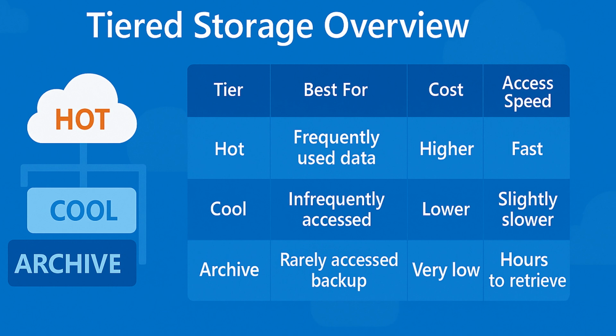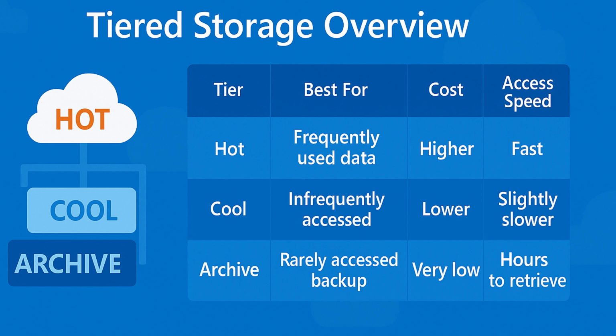Number four, the storage access tiers. You'll see from the table on the screen that Azure allows you to optimize cost based on how often you access your data. So you have the hot tier, best for frequently used data, and that's higher cost though, but it has faster access speed.